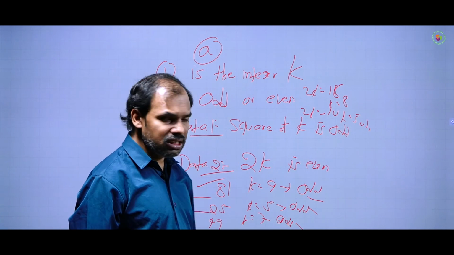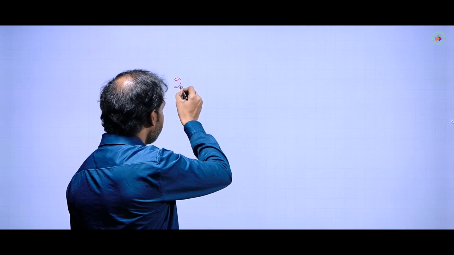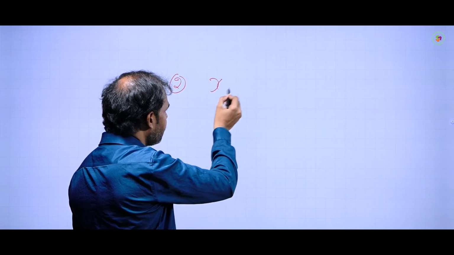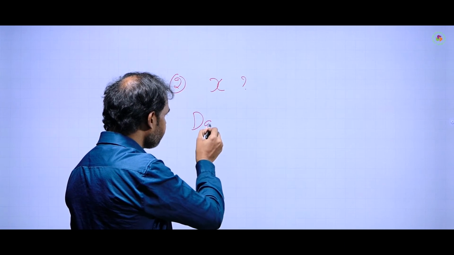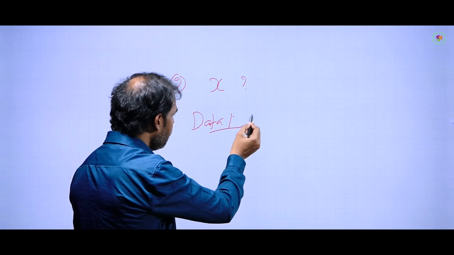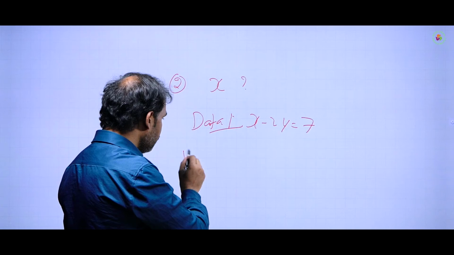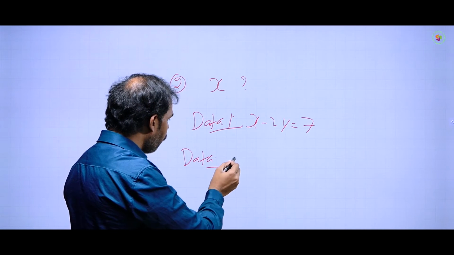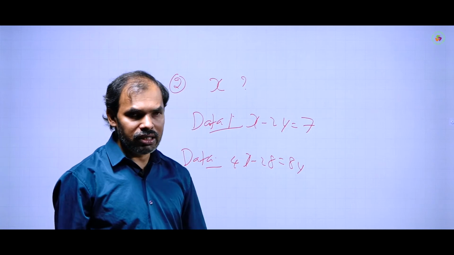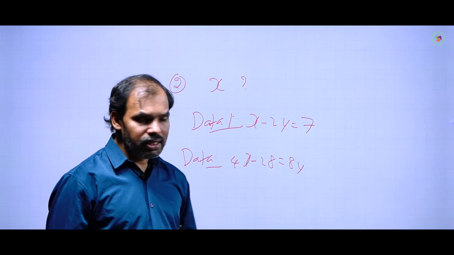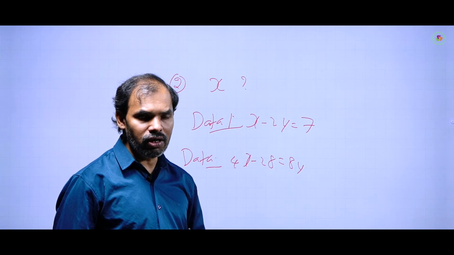So in data sufficiency, only unique answers are valid. Now one more example. What is the value of x? We have to find the x value. Data 1, x minus 2y equal to 7. Data 2, 4x minus 28 equal to 8y. This is important. What is the value of x?